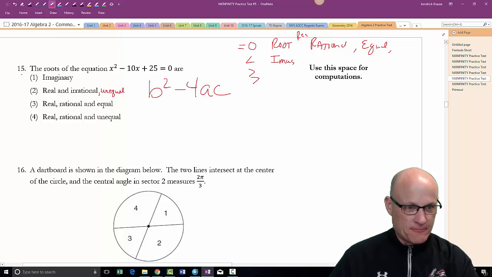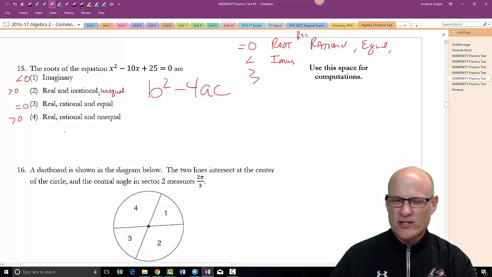I wish I could erase everything. This is when it's less than 0. This is when it's equal to 0. This is when it's greater than 0 and greater than 0. But how do I know the difference?